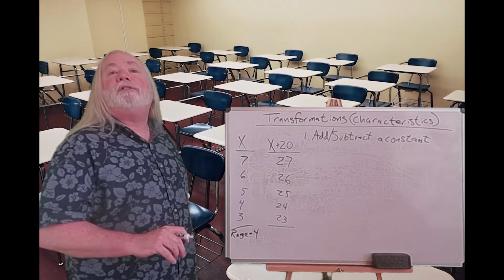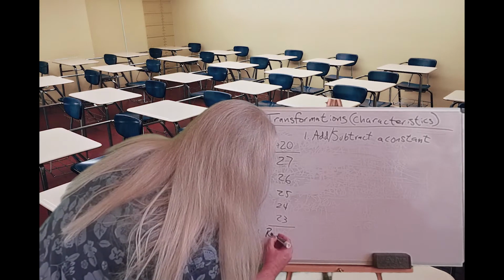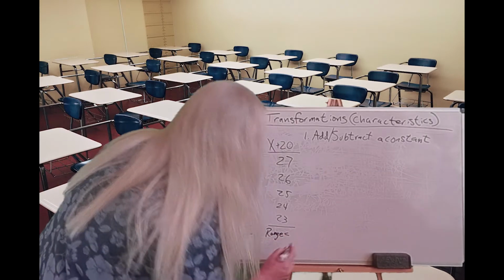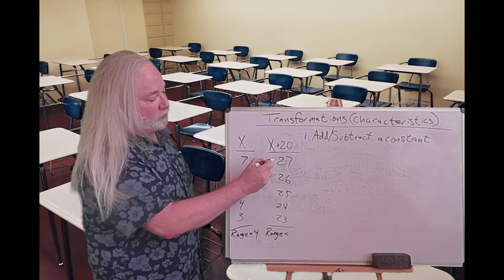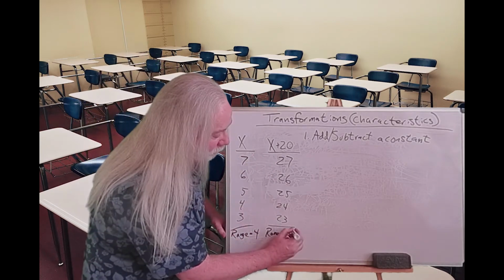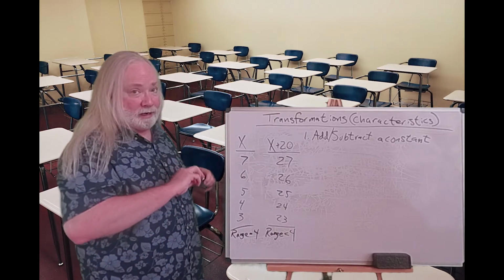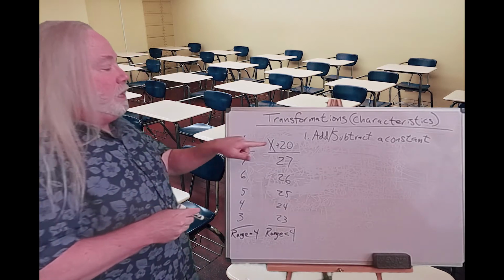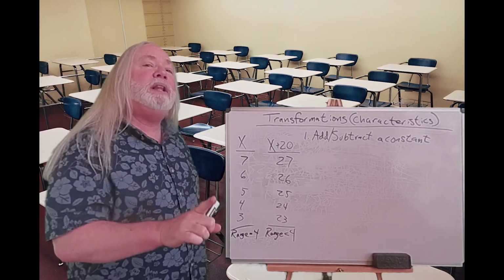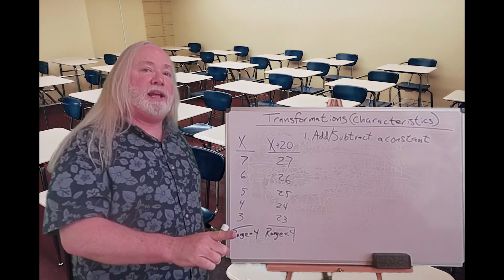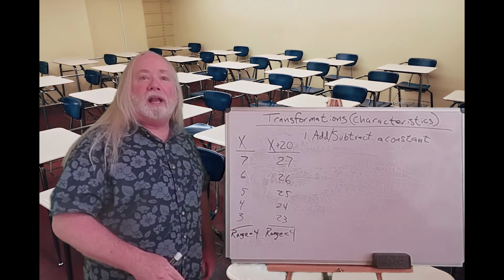And the question remains, what is the range? Well, the highest score is 27. The lowest score is 23. 27 minus 23 is 4. Oh, so that's different than the mean. So if we added 20 points to every score, the mean would go up by 20 points. But variability is unchanged.